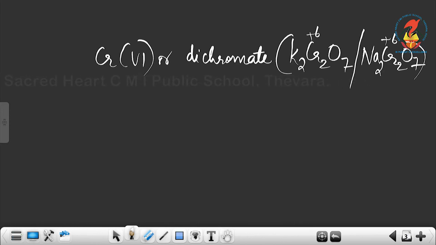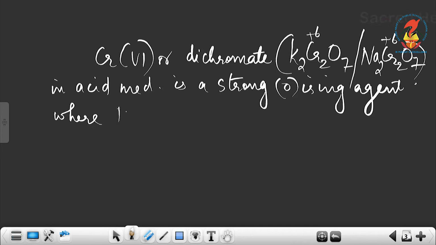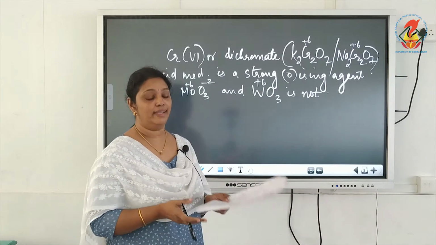Okay. This dichromate or chromium 6 in acid medium is a strong oxidizing agent. This is a strong oxidizing agent, whereas molybdenum trioxide and tungsten trioxide is not. Now the oxidation state of molybdenum in molybdenum trioxide is +6 and tungsten is also +6. So the question is, chromium 6 in acid medium is a strong oxidizing agent.